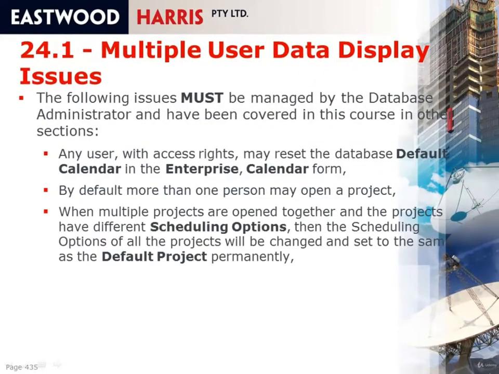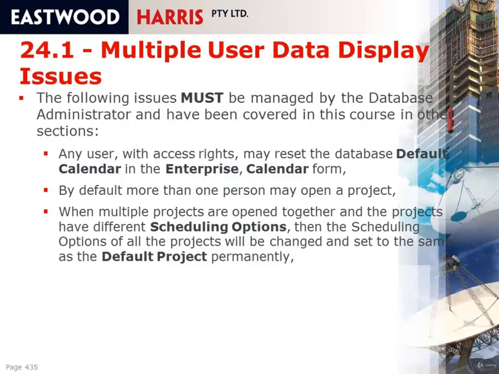The next topic we need to talk about is when multiple projects are open together and the projects have different scheduling options. What happens then is the scheduling options of all the projects will be changed when you reschedule and set the same as the default project on a permanent basis. This is not desirable, and you need to be careful when you open multiple projects and schedule them together, and actually check the scheduling options before you start. The other thing that you can consider doing is ensuring all the projects in a database all have the same scheduling options, but then the other issue that you may encounter is if you import a project from a customer or from a contractor and schedule it with some of yours, if they've got different options, then one of them is going to be changed.